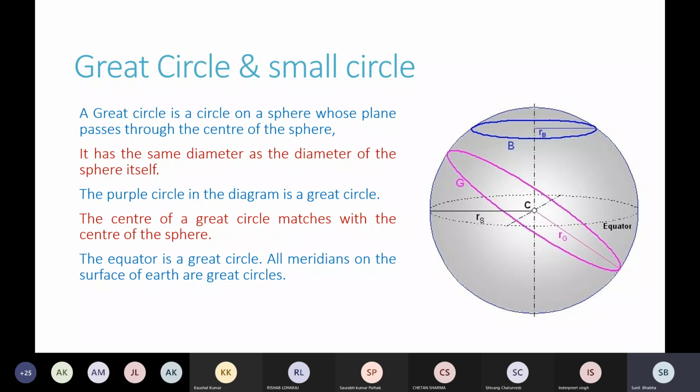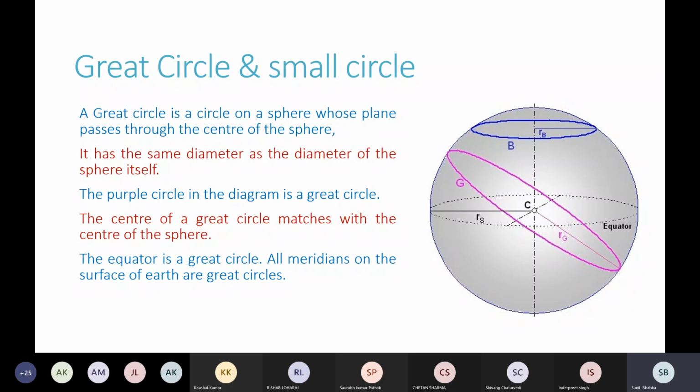Now, we can only draw one and only one great circle passing through any two points on the surface of Earth. If you have two particular points on the surface of a sphere or Earth, there is only one great circle which passes through them. Now, there is one exception to this principle, and that is if these points are diametrically opposite.